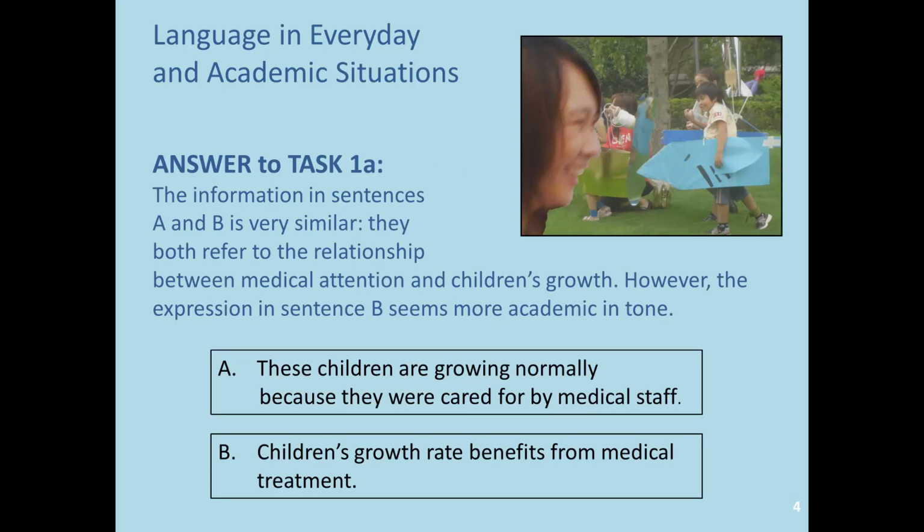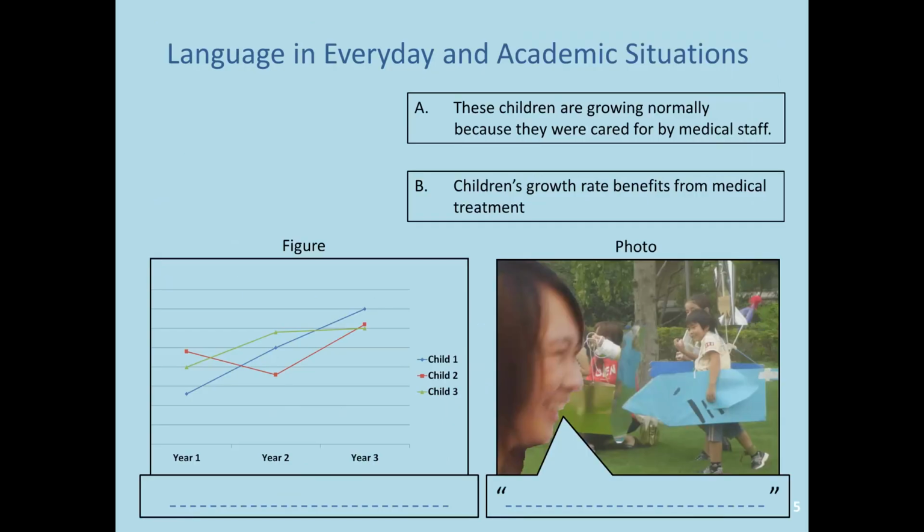As you probably noticed, the information in sentences A and B is very similar. They both refer to the relationship between medical attention and children's growth. However, the expression in sentence B seems more academic in tone. So sentences A and B mean very similar things, but they bring to mind different situations, such as the situations indicated in the figure and the photo. The figure represents a typical context of academic writing, while the photo represents a less formal, conversational situation.